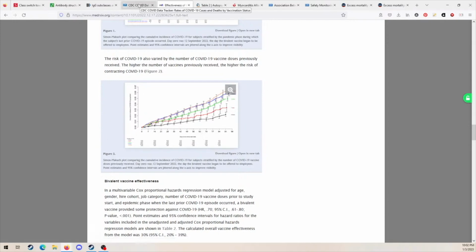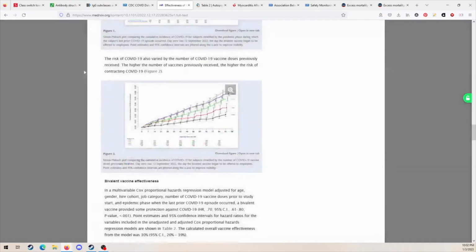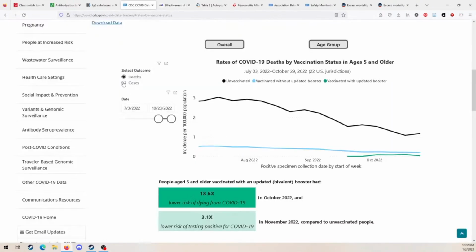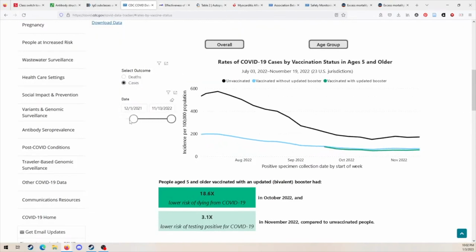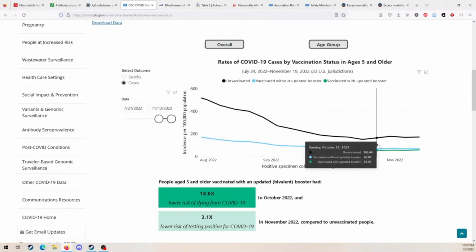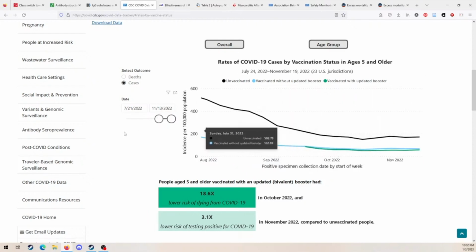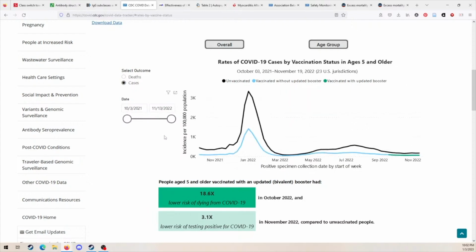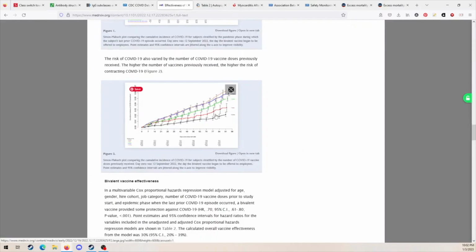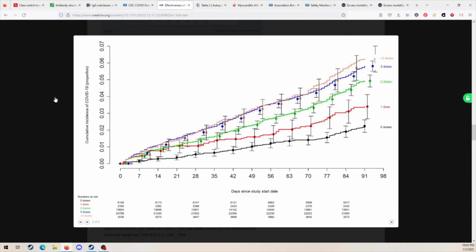But we can also look at other data sets, right, to say, okay, do more vaccine doses actually increase your risk of getting infected? So we can go back to this data set, look at cases, and we see that, well, not really. There's still a gap between unvaccinated and vaccinated when it comes to cases. So, the other thing to think about here is that this is looking at, again, cases. This is not looking at severe outcomes.